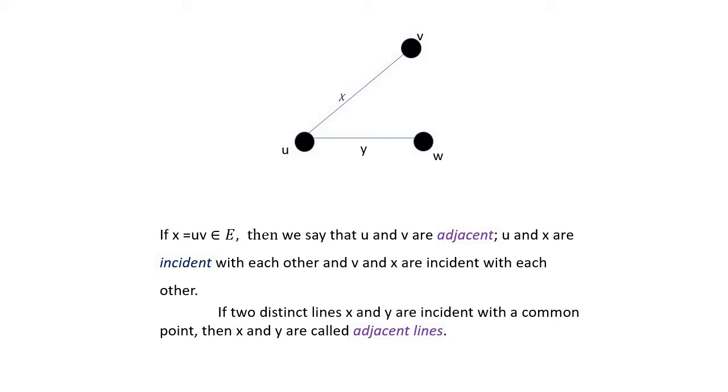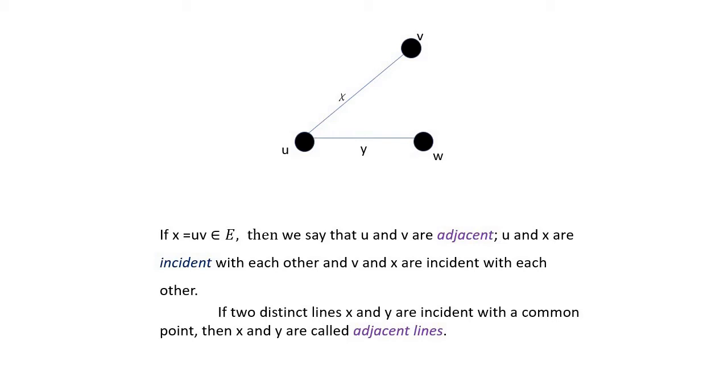Moreover, what are adjacent lines? If two distinct lines X and Y are incident with a common point in our graph, X is one line and Y is another line, the two lines are adjacent at the point U. So those lines are adjacent lines.